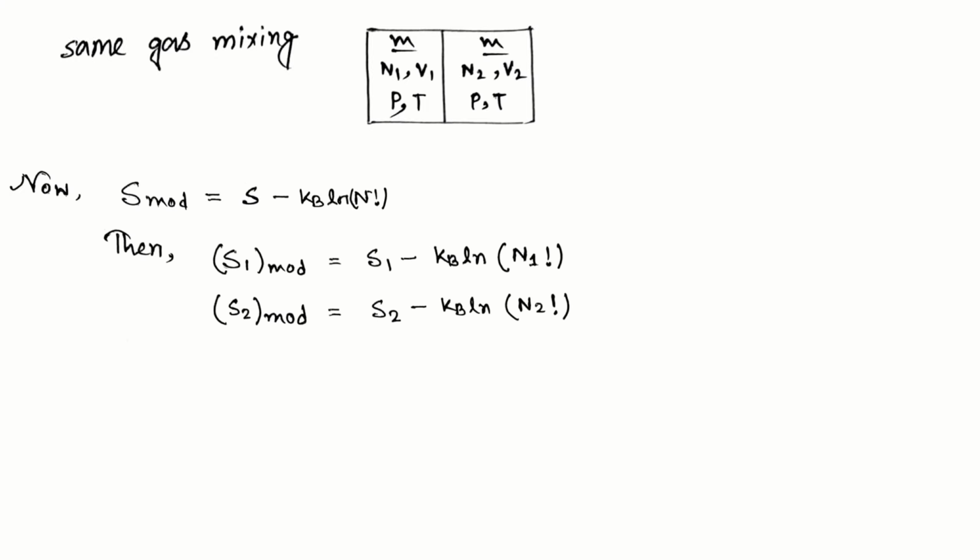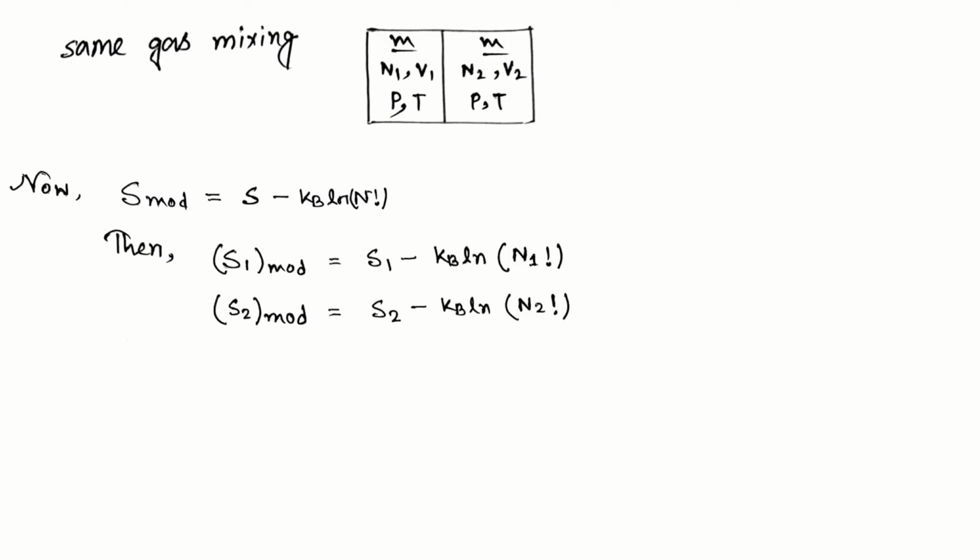Okay, so let's say this is our system right now. It has 2 portions, but both gases are the same. In the first portion, there is N1 number of molecules, volume is V1, pressure and temperature same. And in the second portion, number of molecules is N2 and volume is V2.